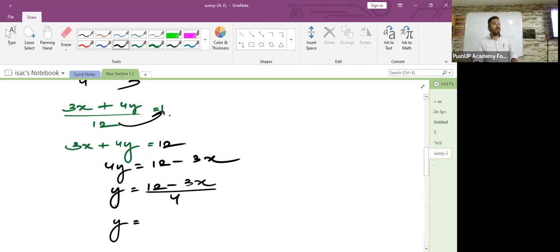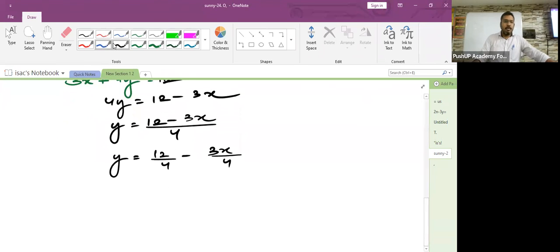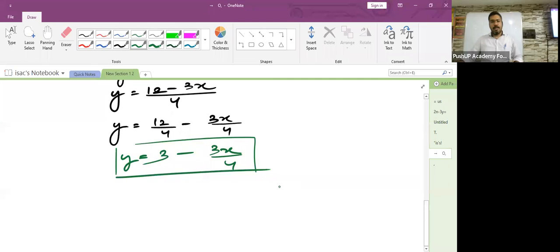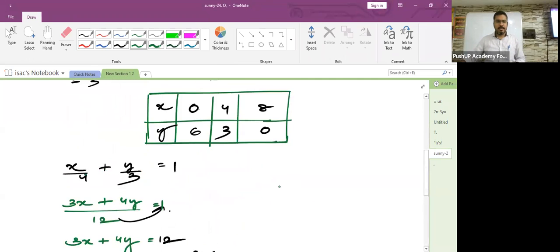Now let's individually divide the numerator terms by the denominator. So what do we get? 12 by 4 minus 3x by 4. What is 12 by 4? It is 3 minus 3x by 4.